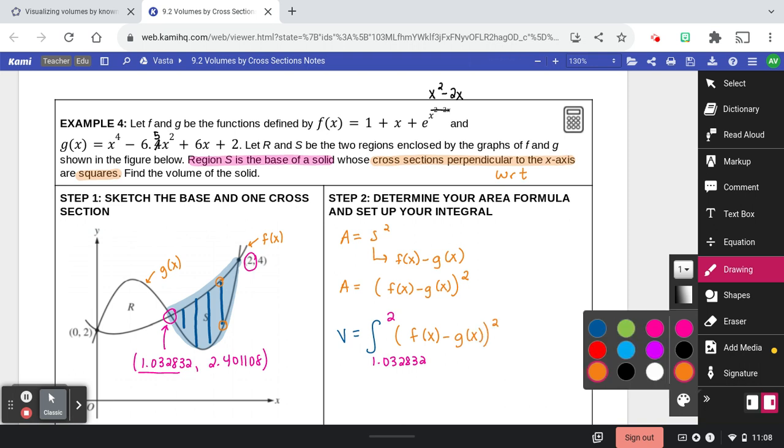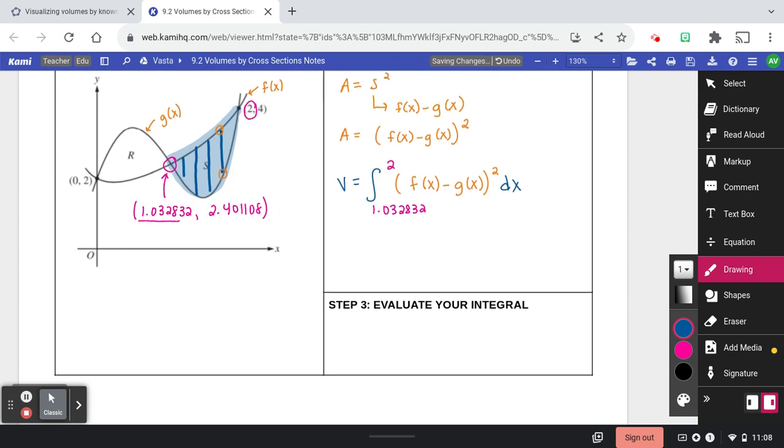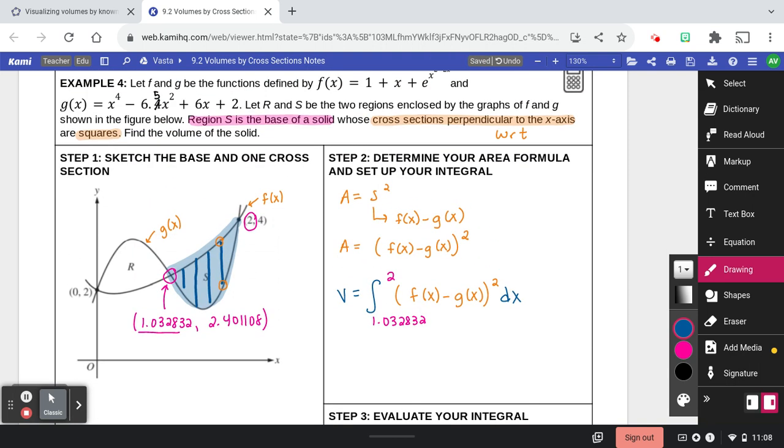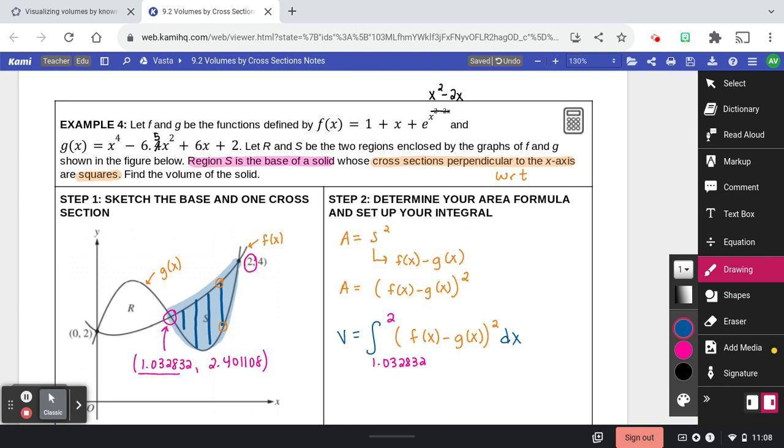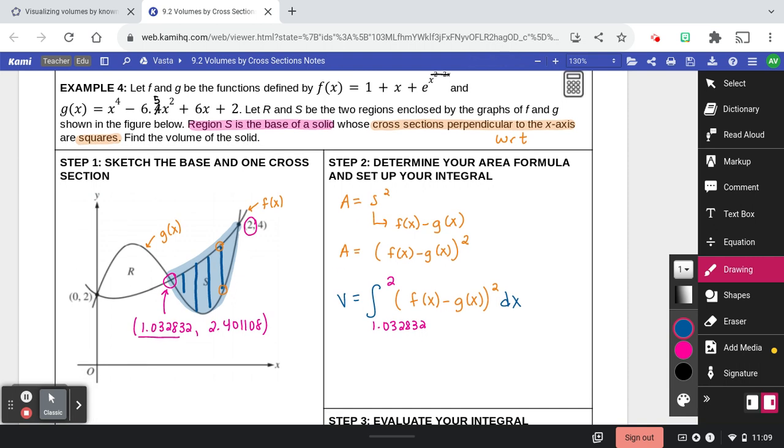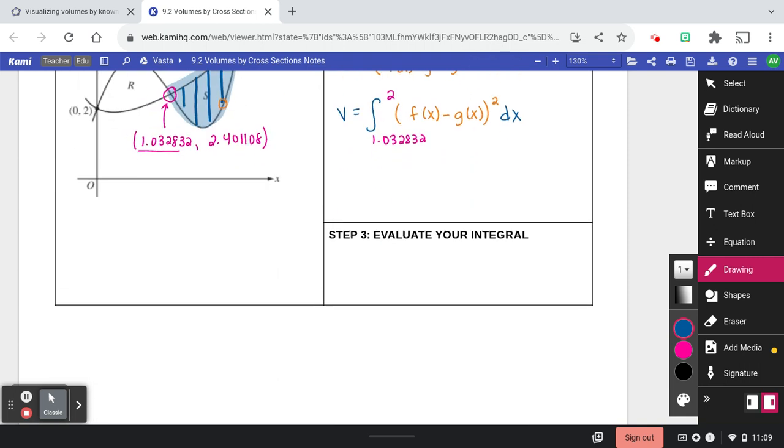squared dx. Now, this is a calculator question. So as soon as you figure that out, you just type in all of this stuff into your calculator. Of course, you have to actually type in your f of x equation and your g of x equation to evaluate this. Be really careful. I would definitely try that to make sure I can type everything in properly. And at the end, you should get that your volume is 1.283.